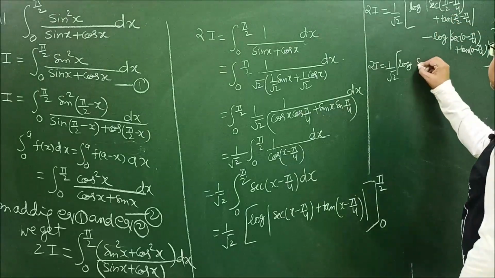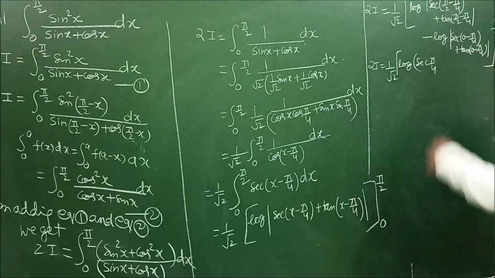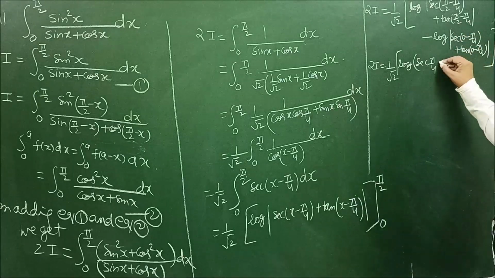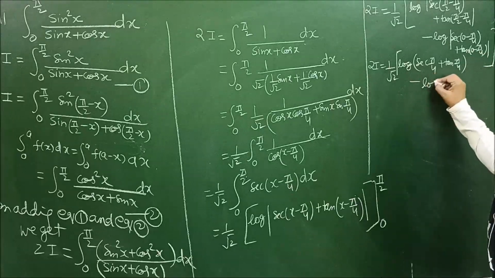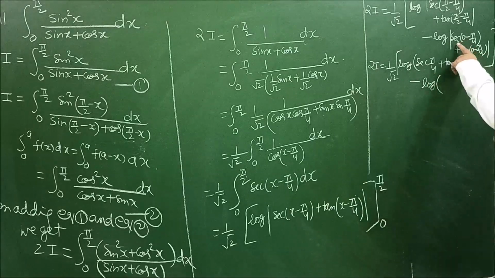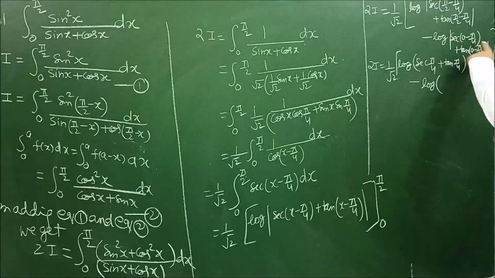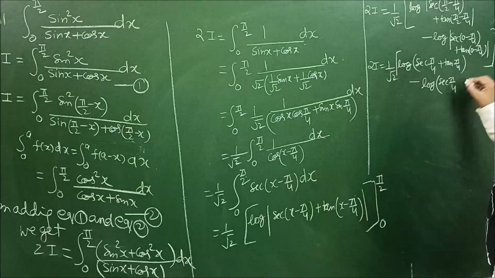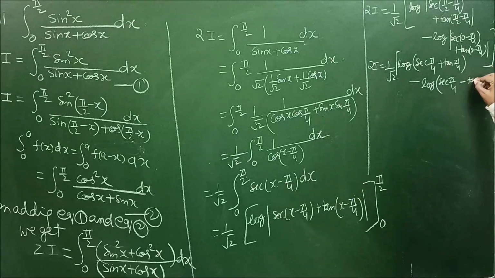So log of sec pi by 4 plus tan, because both are positive, so removing the mod sign here, tan pi by 2 plus tan pi by 4, minus log of sec of 0 minus pi by 4. Sec of minus theta is sec theta, so sec pi by 4 is again log sec pi by 4, and this is 0 minus pi by 4, minus tan of minus pi by 4, that is minus tan pi by 4.